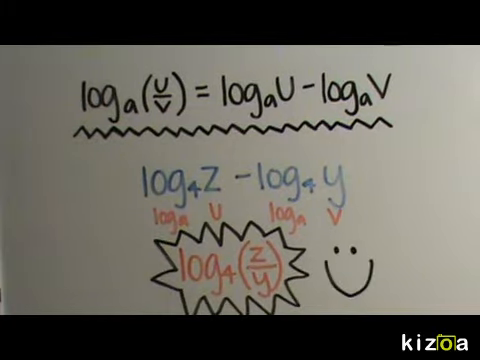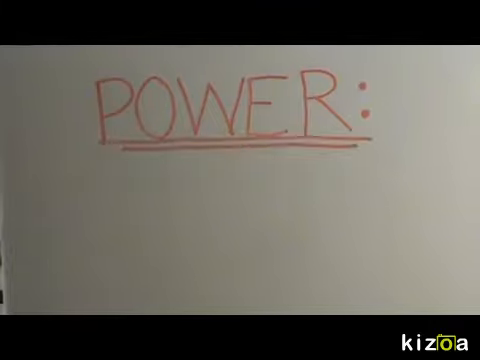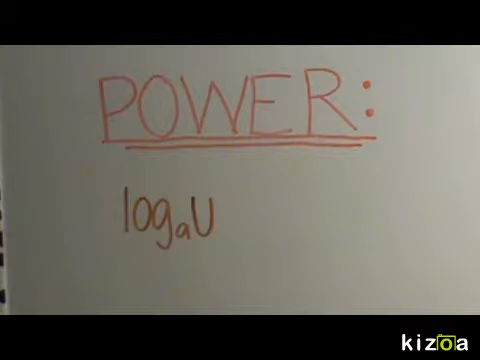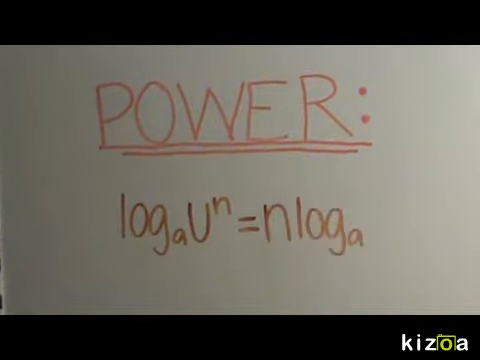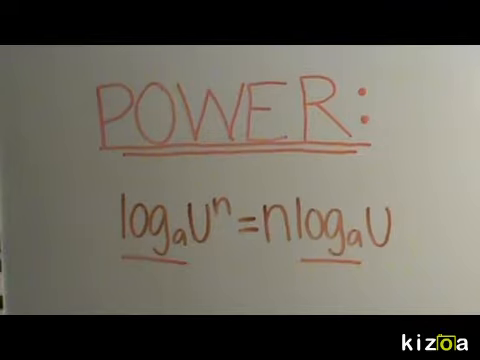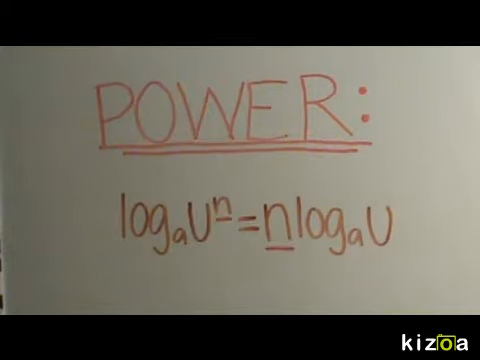Next, we're moving on to the third and final property, the power property. The equation for this is log base a of u to the n power equals n times log base a of u. As we remember from the first two property equations, the log base a's match up, the u's match up, and the n's match up.